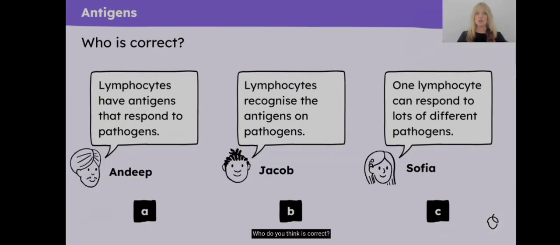Okay, who do you think is correct? We've got Andeep, he says, lymphocytes have antigens that respond to pathogens. Jacob, lymphocytes recognise the antigens on pathogens. Sophia, one lymphocyte can respond to lots of different pathogens. I'll give you a moment to think about it, but if you need more time, please pause the video.